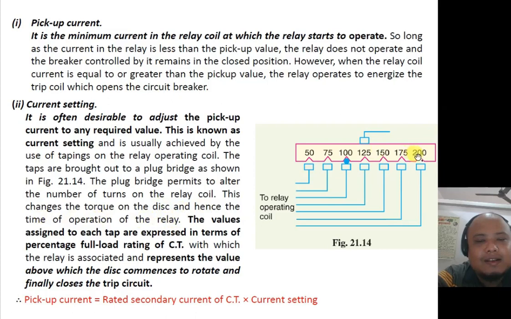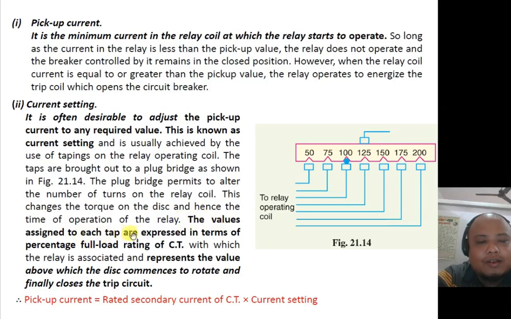So by changing the tappings on the relay operating coil, the number of effective turns in the relay operating coil will be changed, and accordingly the torque value will be changed. If torque is changed, the operating time of the relay will be changed.